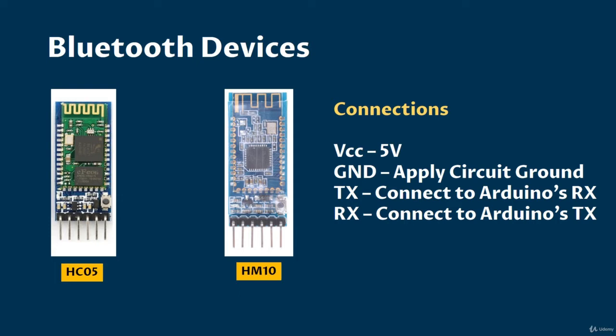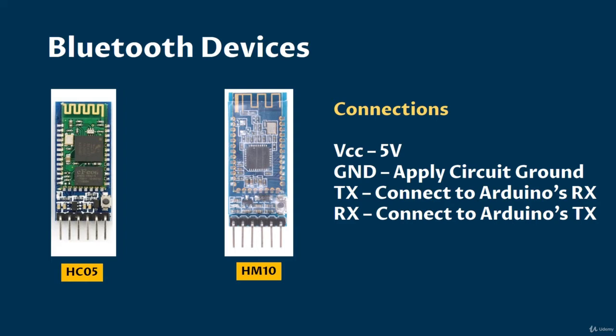HC05 as a module has 4 working pins: VCC, ground, RX and TX. RX and TX are receiving and transmission lines. So when we interface it with Arduino, we must connect the RX of the Bluetooth pin to Arduino's TX pin and TX of Bluetooth to Arduino's RX. That's the simple trick you have to follow. So what Arduino transmits will be received by the Bluetooth and vice versa.